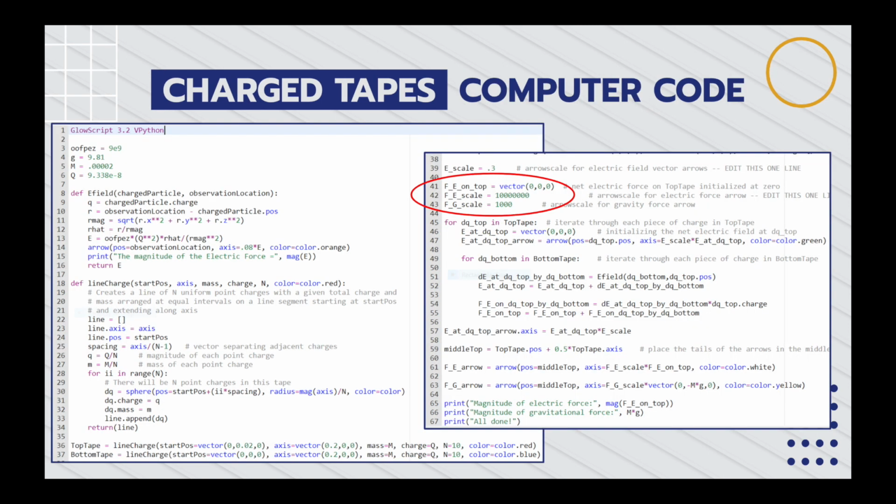The computational model of the tape can be seen on this slide with its computer code shown. As you can see, the gravity scale and the electric scales are widely different in order to be able to see both vectors on the model on the next slide. The reason these scales had to be so different is because the human error in measuring made it so that the two vectors do not exactly equal each other.